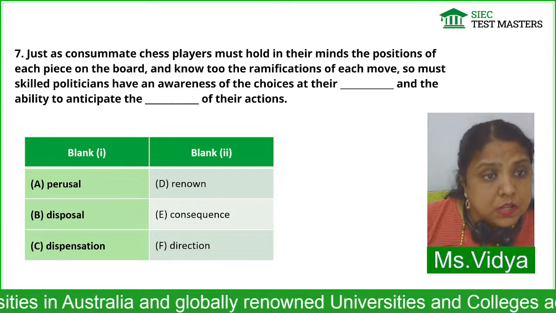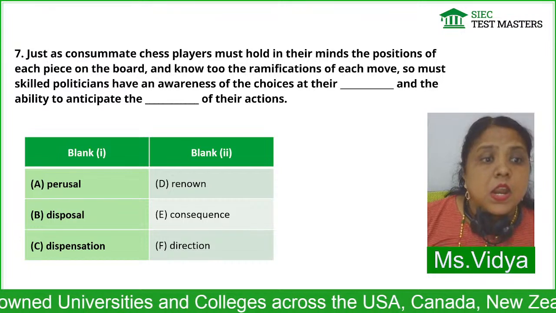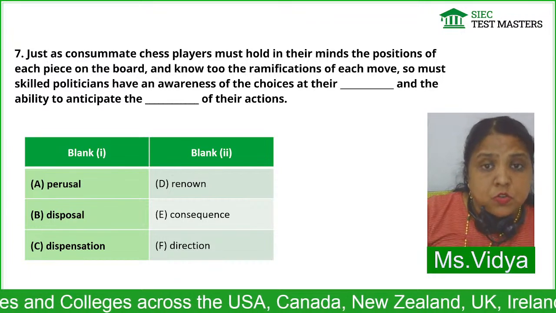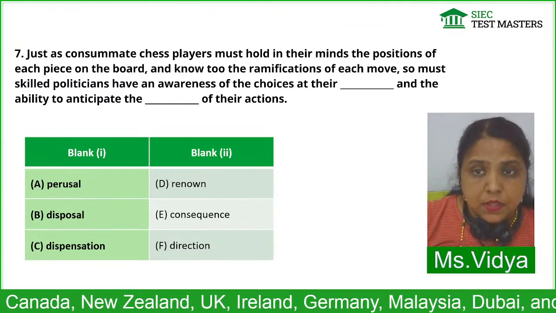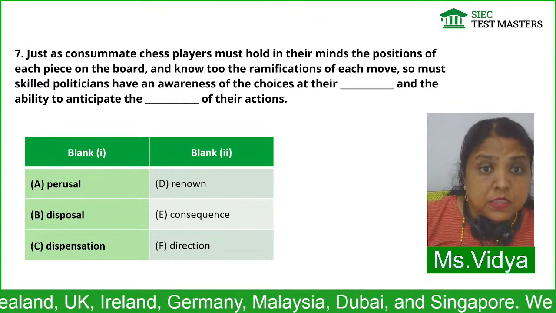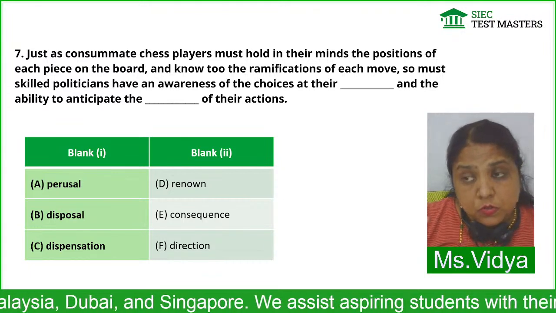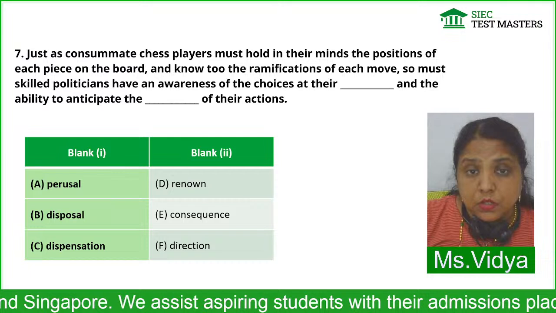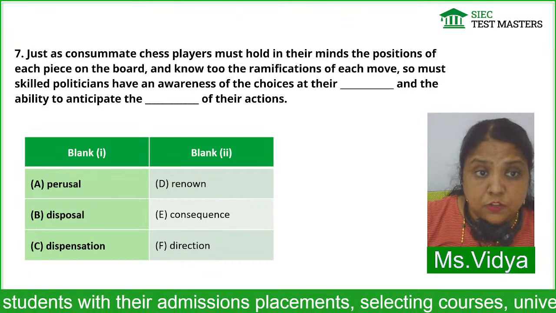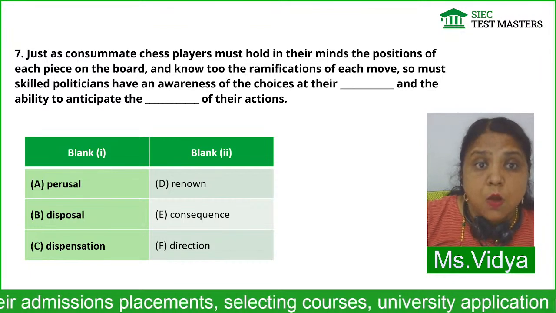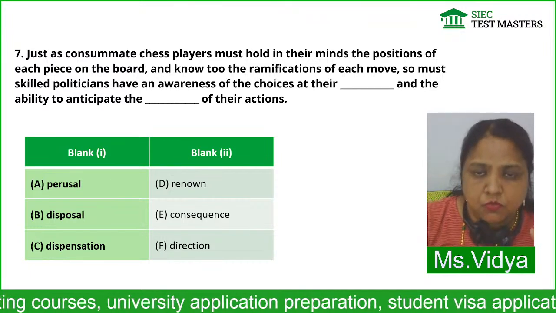In the same way, similarly, skilled politicians have an awareness of the choices at their disposal, whatever choices are at their disposal, in their own hands, and the ability to anticipate the consequence of their actions. Okay, they should also know what would happen if they take an action now. They should have the ability to anticipate the consequence of their actions, how chess players know the ramifications of each move, the consequences of each move.